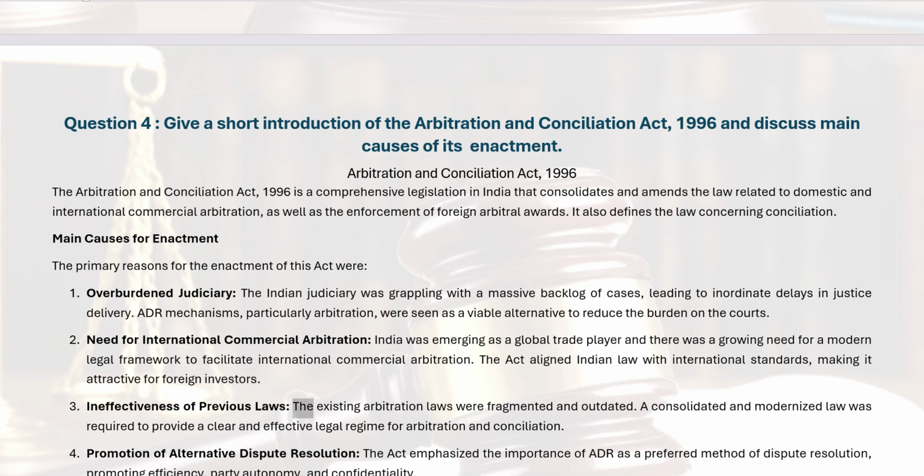Ineffectiveness of previous laws. The existing arbitration laws were fragmented and outdated. A consolidated and modernized law was required to provide a clear and effective legal regime for arbitration and conciliation. Promotion of alternative dispute resolution. The Act emphasized the importance of ADR as a preferred method of dispute resolution, promoting efficiency, party autonomy, and confidentiality.